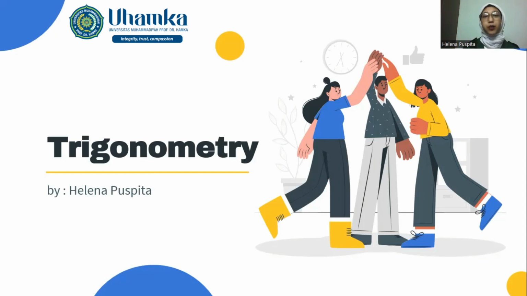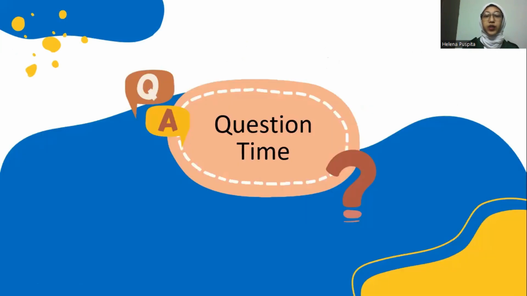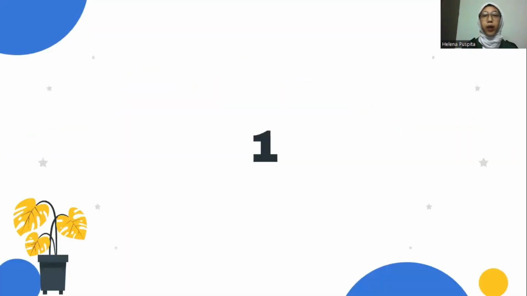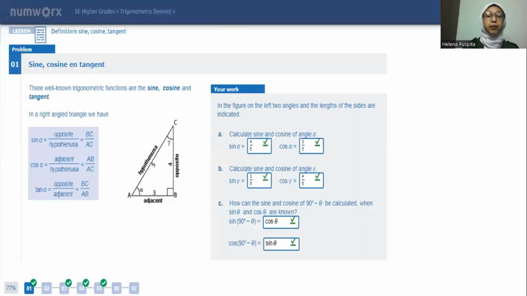At this meeting, we will discuss the method of trigonometry with the sections: definition, sine, cosine, and tangent. Question times. Number 1. The first problem is presented with the triangular trigonometric formula. Three well-known trigonometric functions are the sine, cosine, and tangent.